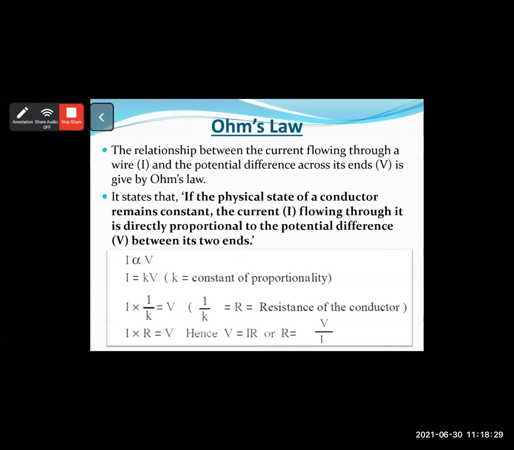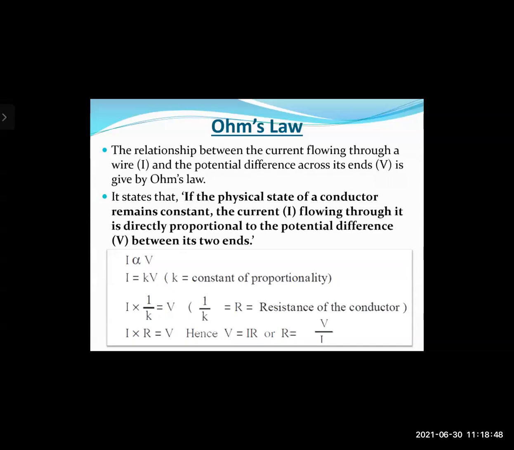That means the current I is directly proportional to the voltage V, right? So when you remove the symbol of proportionality, what you get is a constant. In this case, the constant is small k. So I equals k into V, where k is a constant of proportionality. Now we know that 1 upon k equals R.